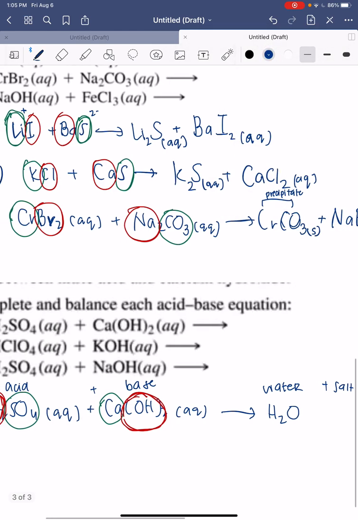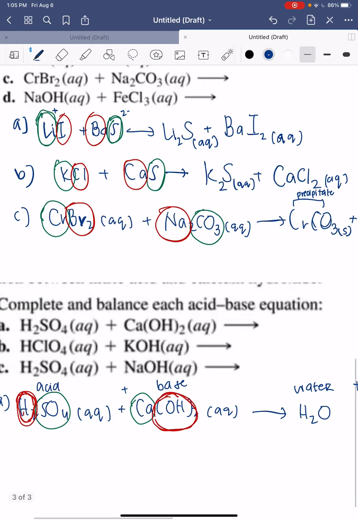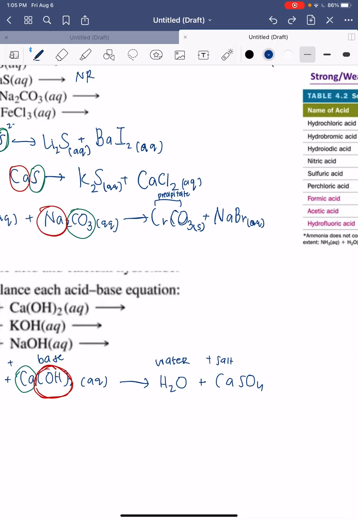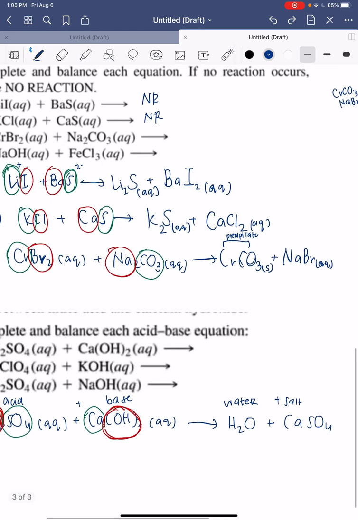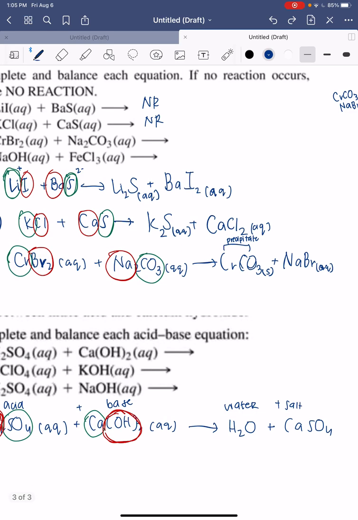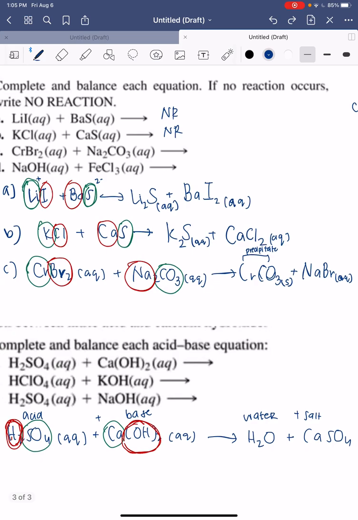If we look at what our other product is, which is the salt, it's going to be calcium and SO42 minus. Since sulfate has a 2 minus charge, and so does calcium, they cancel out and we just get CaSO4. I'm not going to balance this for the sake of time, but this is the template you can go by. A salt is basically just an ionic compound that can dissolve in water, and it also is always the product of your acid versus your base.